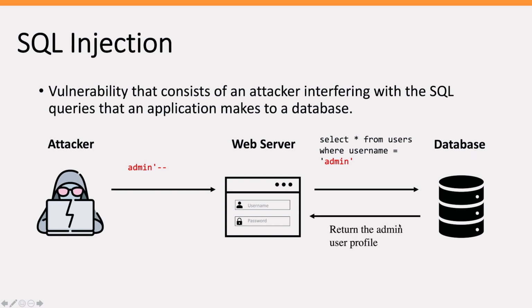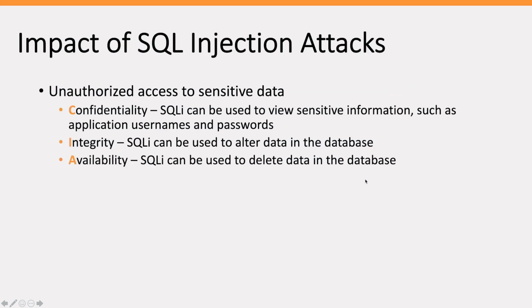And so the database will return the admin user profile, and the attacker gets logged in as the admin user. So essentially the attacker exploited a SQL injection vulnerability in the login functionality of the application in order to bypass authentication. The attacker no longer needed to know the admin's password because the attacker was able to change the query to no longer ask for it. So that's one example of how you could use SQL injection vulnerabilities to bypass authentication on login functionality.